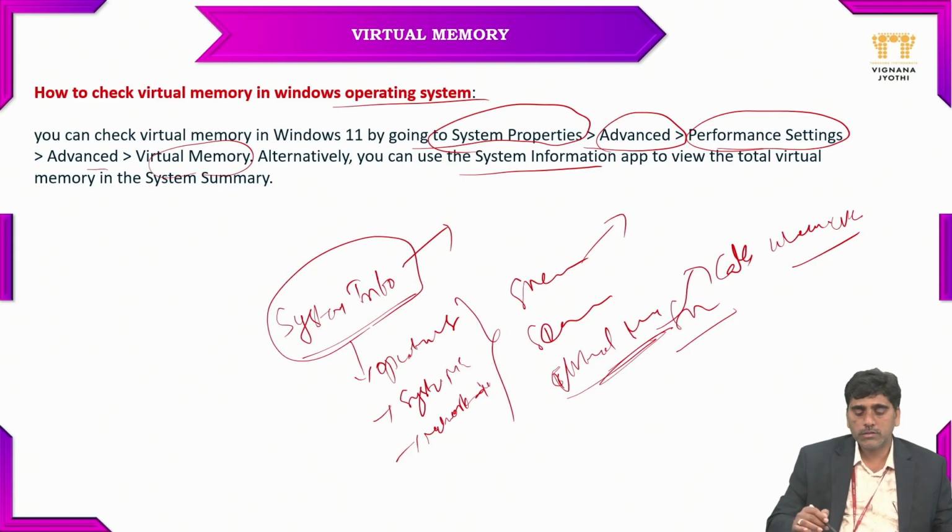So you can check virtual memory in these two ways. One is by going through the regular procedure from the system properties, and the other is by typing the systeminfo command. If you type the systeminfo command, you will get the details about the operating system, the system model information, as well as the information about the network connected to your operating system.